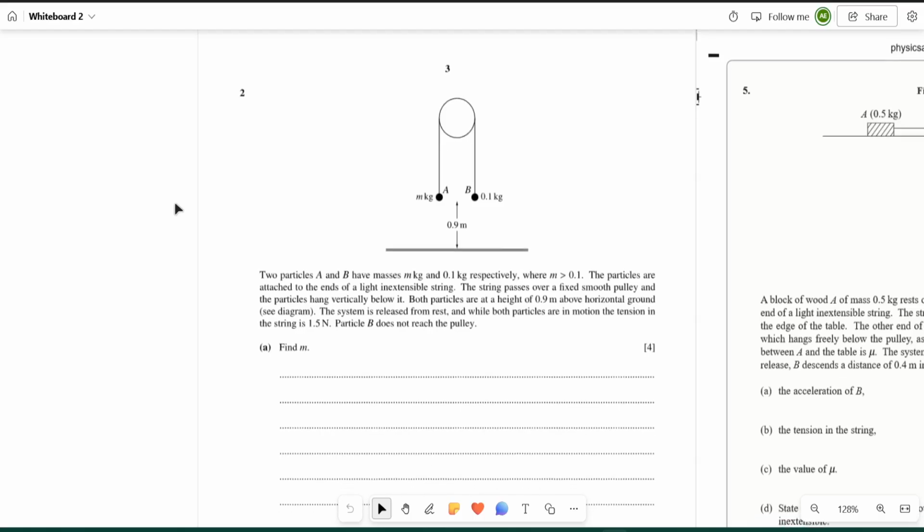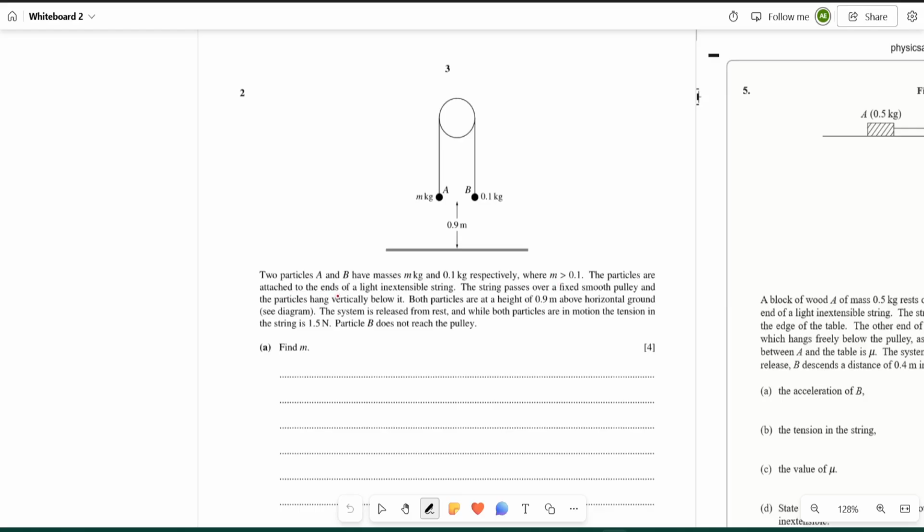Anyways, let's start by reading the first question. The question says, two particles A and B have masses m and 0.1 kilograms respectively, where m is greater than 0.1. So it tells you that this is greater than 0.1. So when the system is released from rest, what do you expect to fall down and what do you expect to go up? I expect A to fall down since it is heavier. I'm going to teach you how to know exactly.